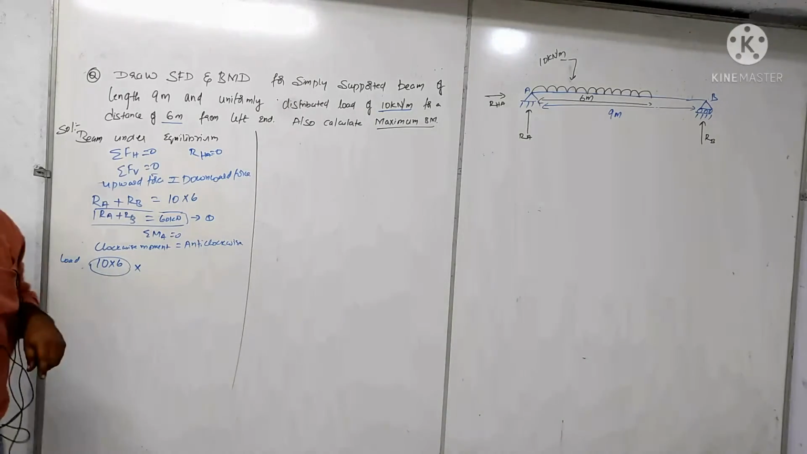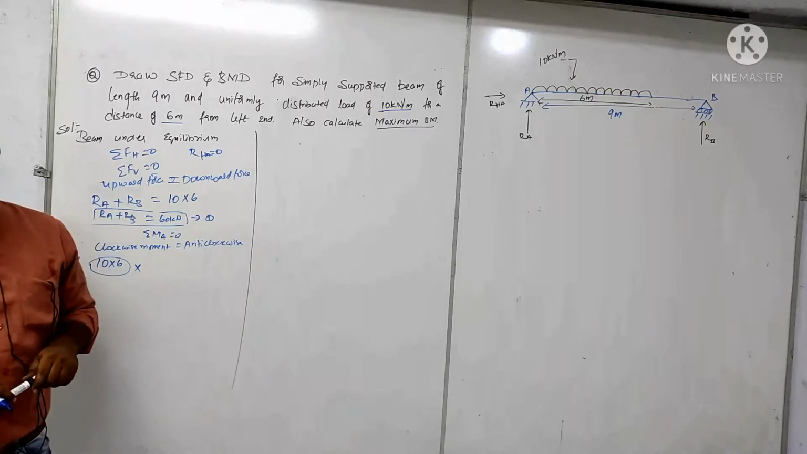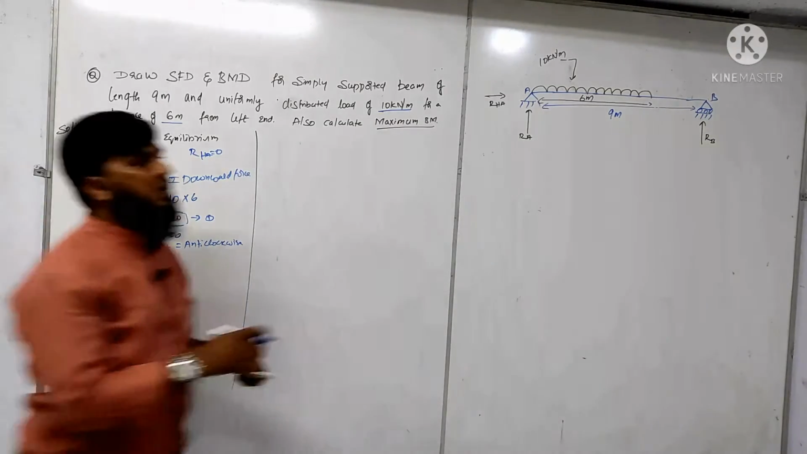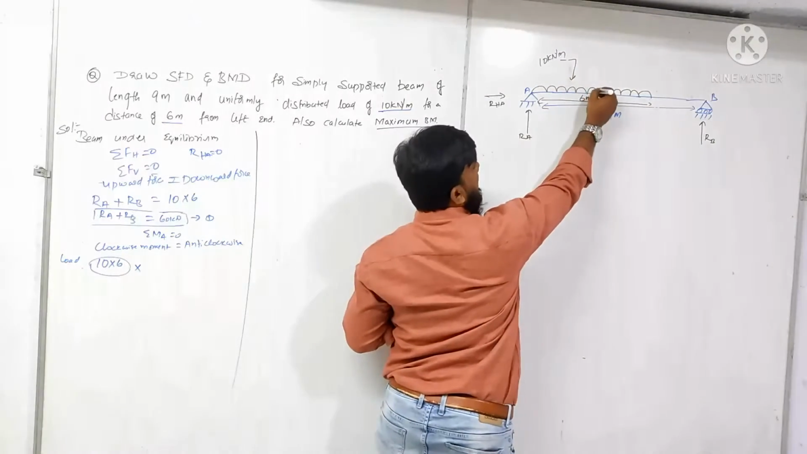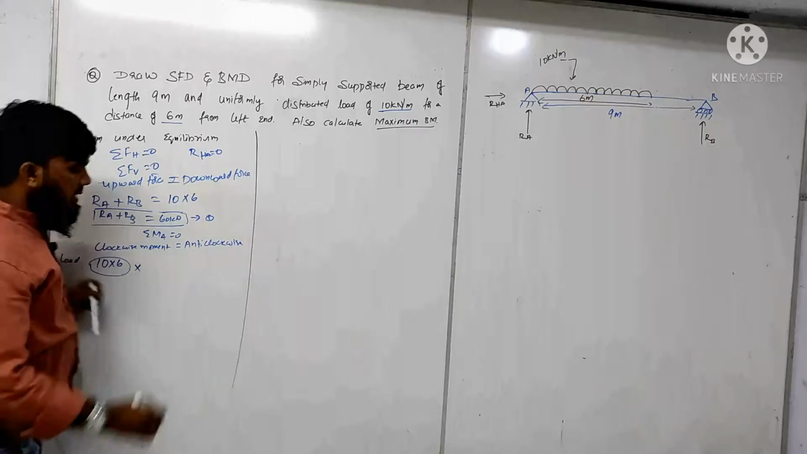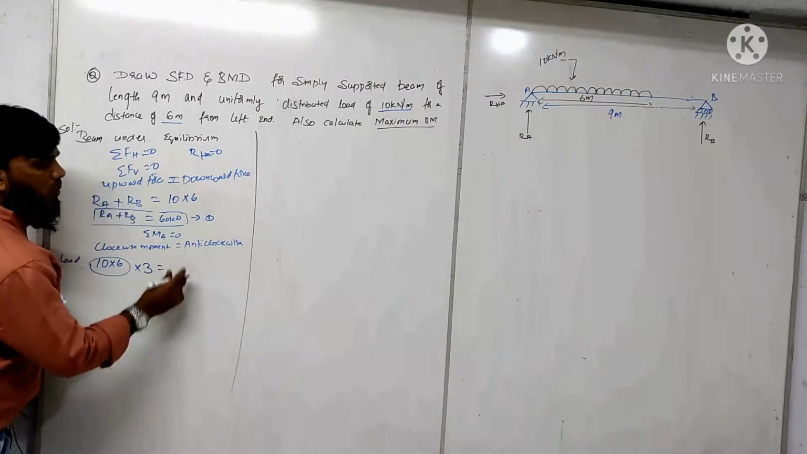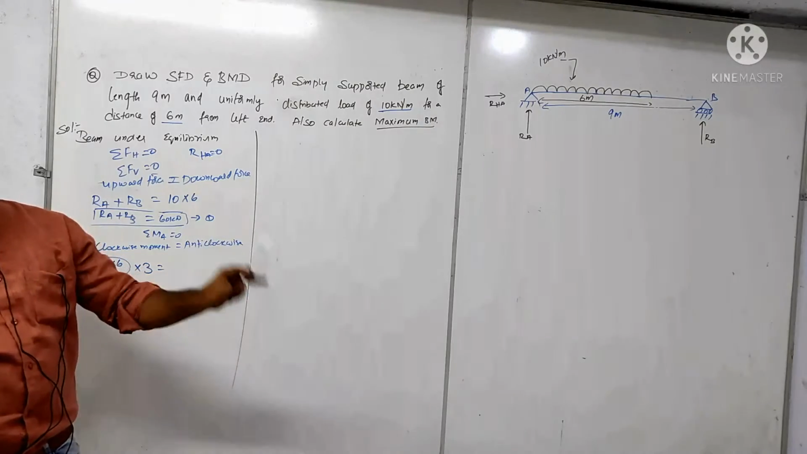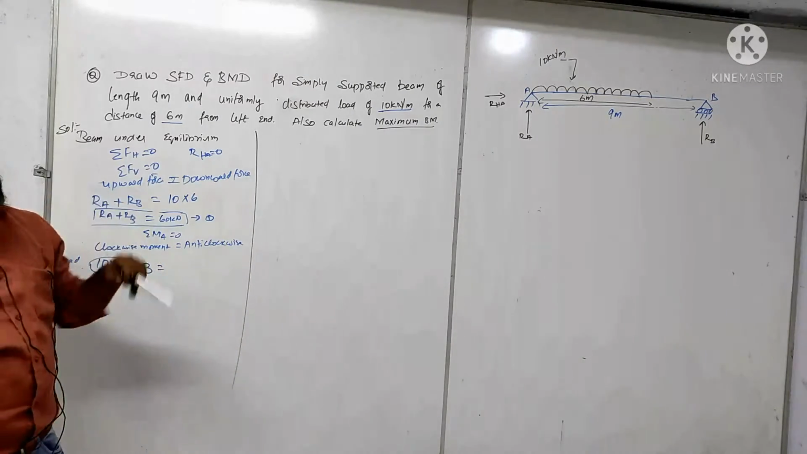Again, you want the distance. So what is the CG? At what point will the CG be present for the UDL from point A? It is exactly half. So that distance is nothing but 6 by 2, that is 3. This is equal to the anti-clockwise moment. Your RB is trying to rotate point A in anti-clockwise direction.